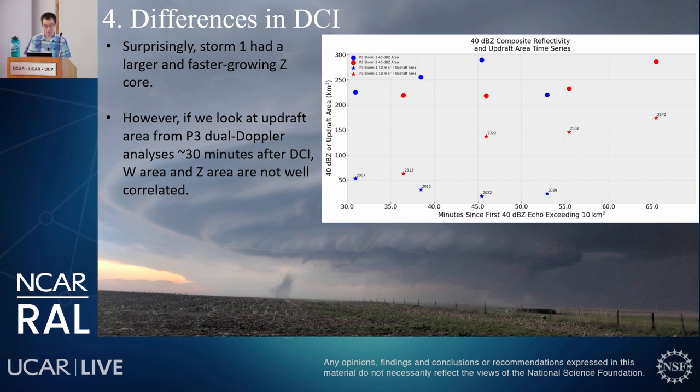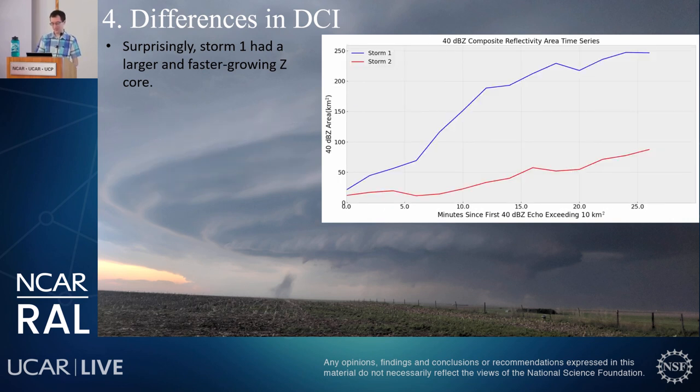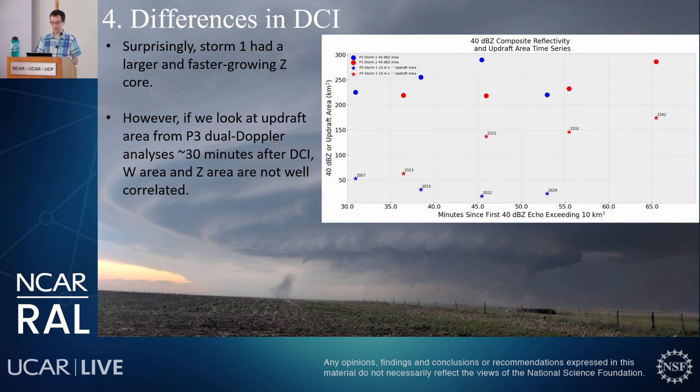So even at this point, the blue dots are Storm 1's reflectivity area, and the blue stars are the updraft area. And the red of both of those things are the same things for Storm 2. So looking at this, even though Storm 1 has a larger reflectivity area, its updraft area is still smaller. So I'm not sure we can really draw the conclusion I was thinking about drawing from that first plot. So the 40 dBZ reflectivity area may not be a very good proxy for the updraft size.